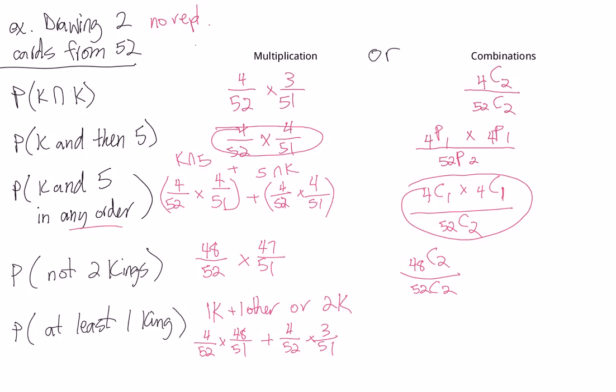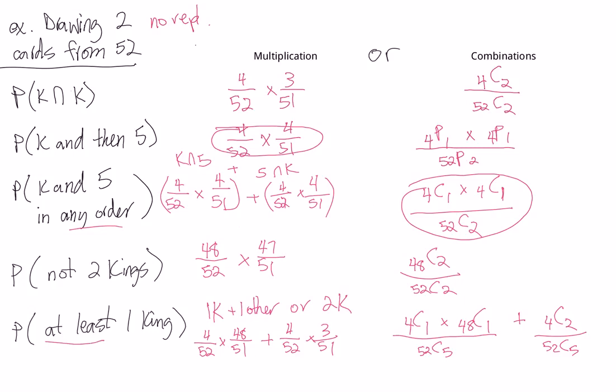If we use the C notation to get at least 1 king, we'd have to do it sort of the same way. We'd have 1 king out of the 4, and then we'd have 1 other card out of the 48, or 2 kings out of the total. So 2 out of the 4 kings, all out of the total 52C5. Okay, so that would be the option there.